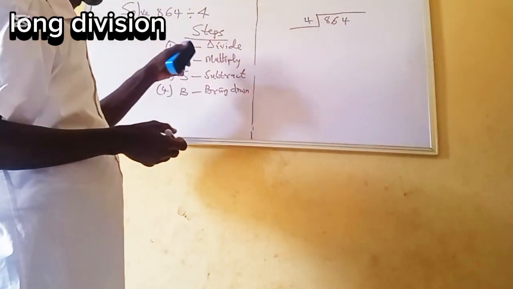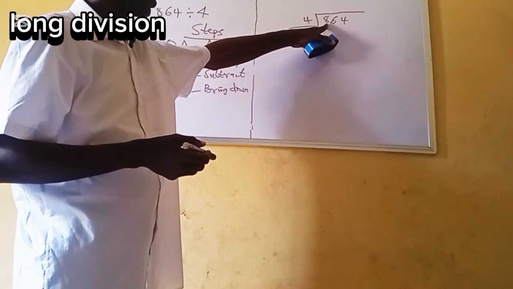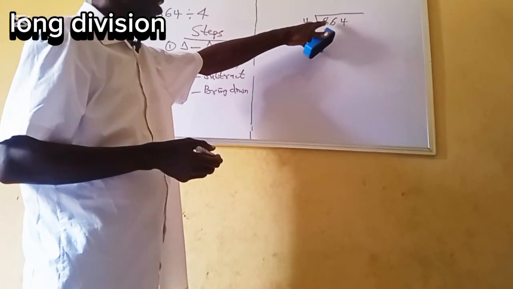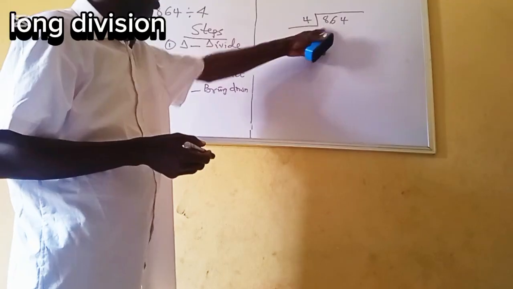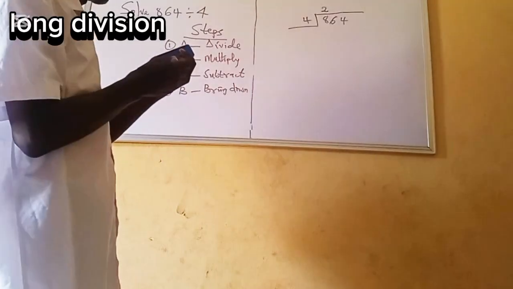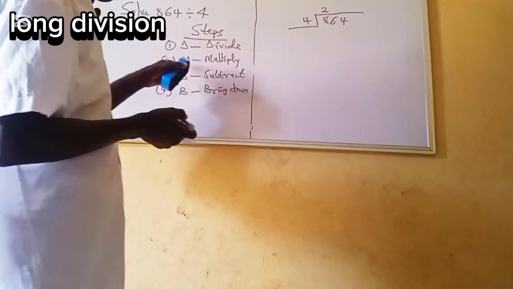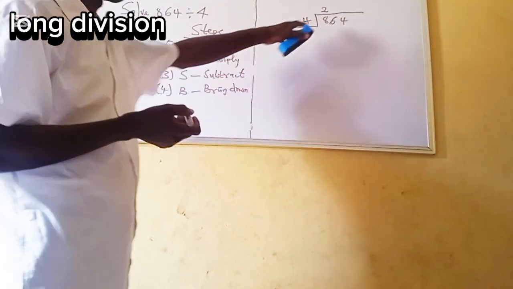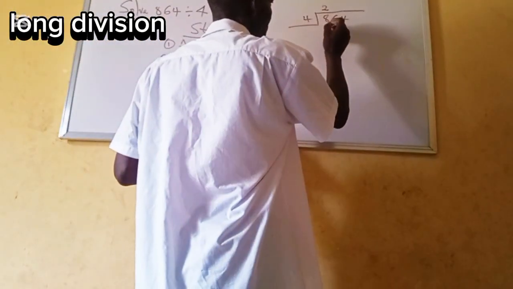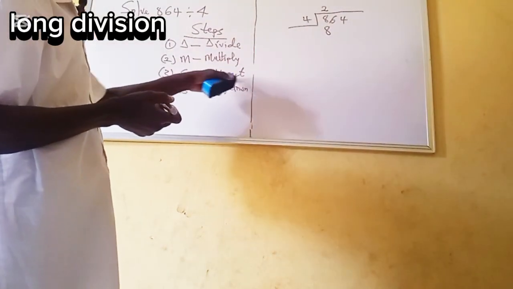So the first one is divide. In how many times can 4 divide 8? So it's simply 2. That is divide. Now, the second step is multiply. So we are going to multiply this 2 by 4. That will give us 8. Okay.